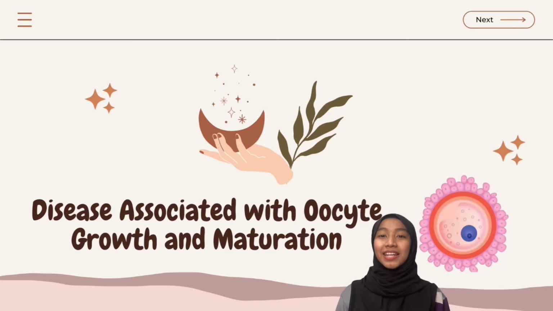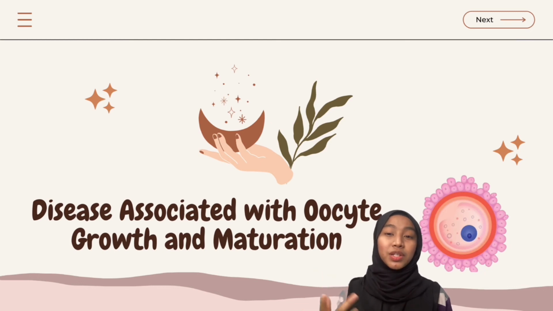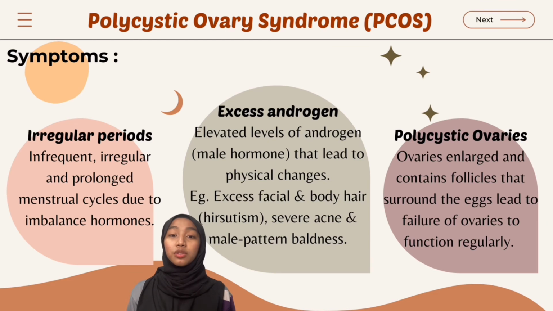A disease that is associated with oocyte growth and maturation is polycystic ovary syndrome, or we call it PCOS. PCOS is a hormonal disorder that is common among women of reproductive age. Now, I will explain the symptoms, causes, and complications of polycystic ovary syndrome. Alright, there are a few symptoms related to PCOS, which are irregular periods, excess androgen, and polycystic ovaries.